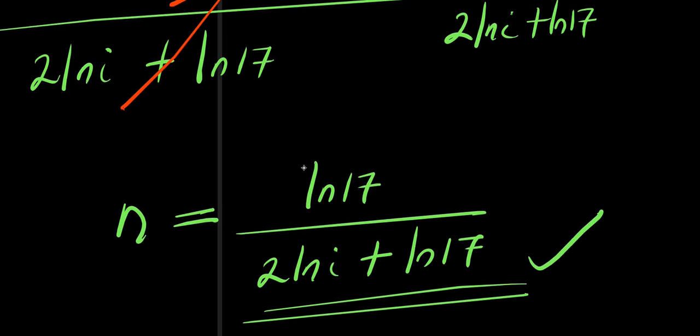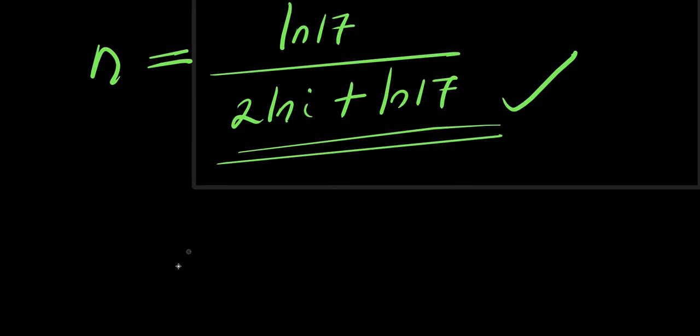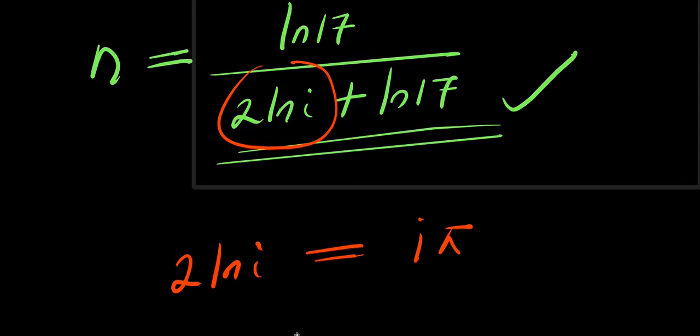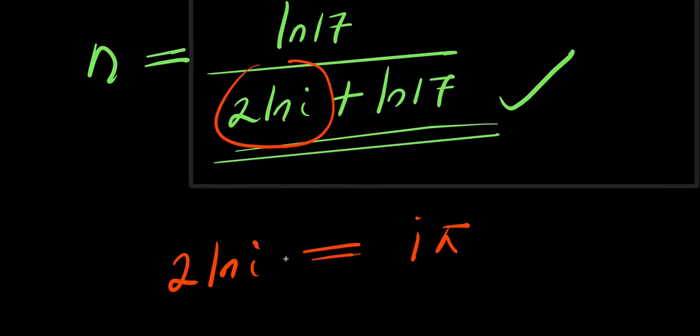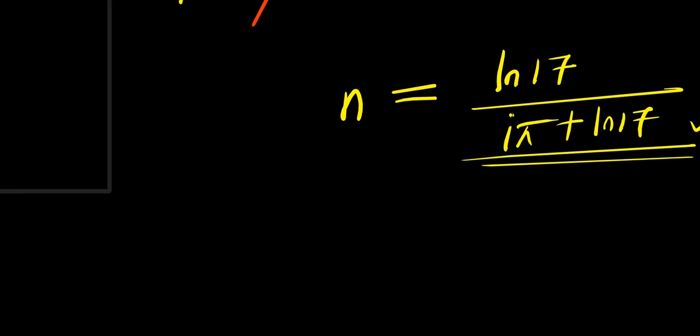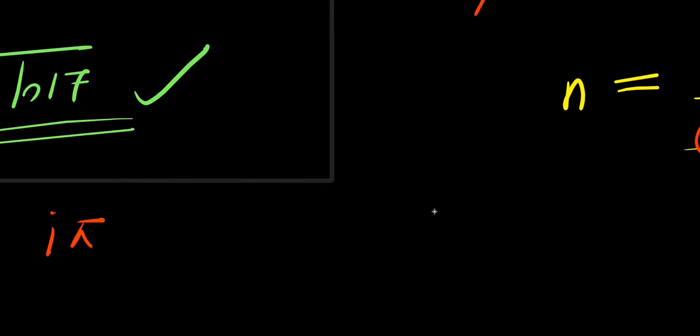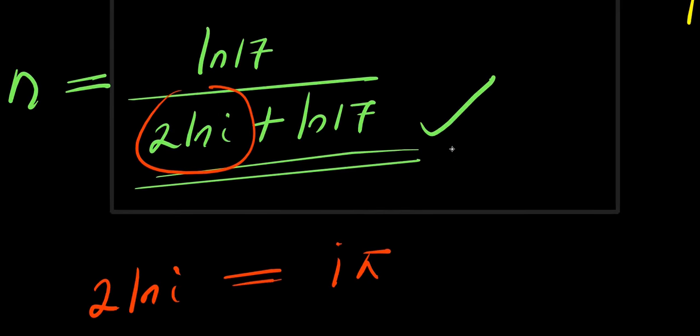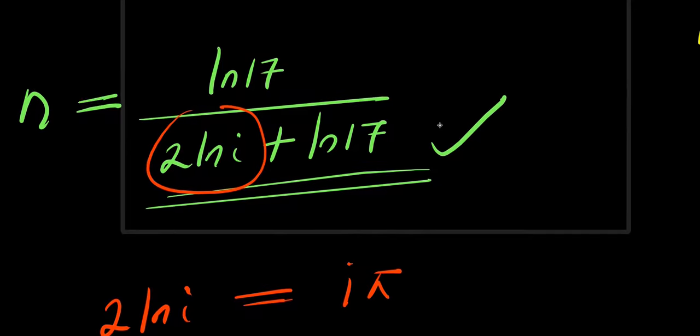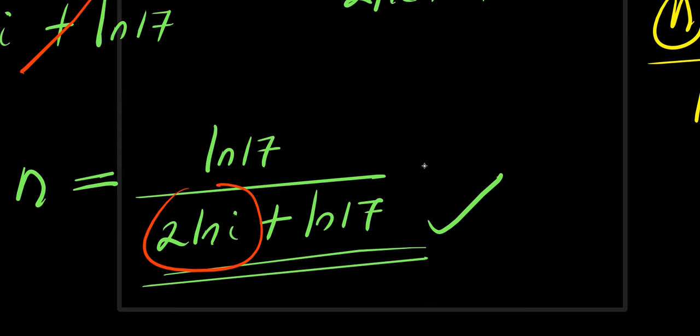This is my other answer, meaning that 2 natural log i is the same thing as i times pi, because these are the same. So guys, that is it. The two solutions are obviously very correct, depending on how you solve it.